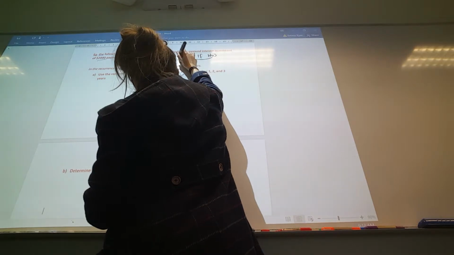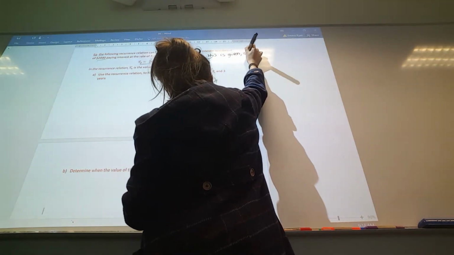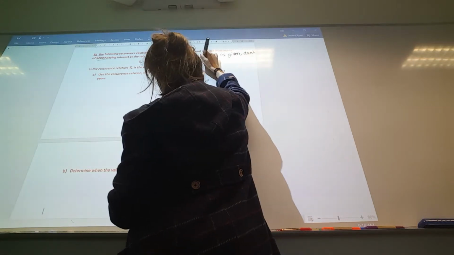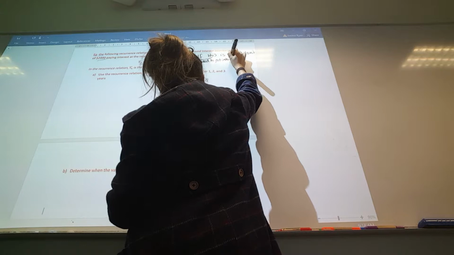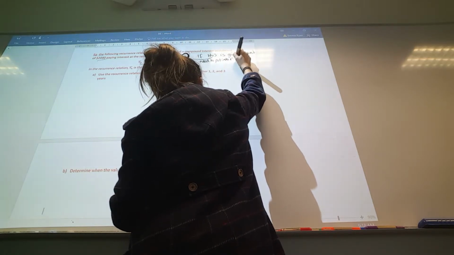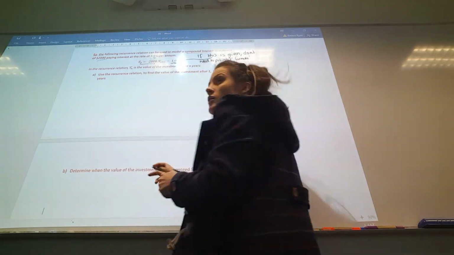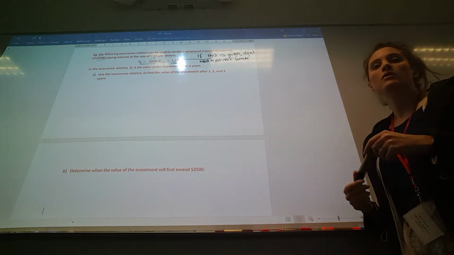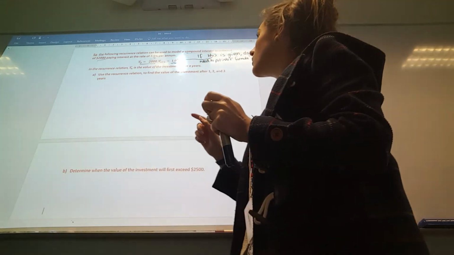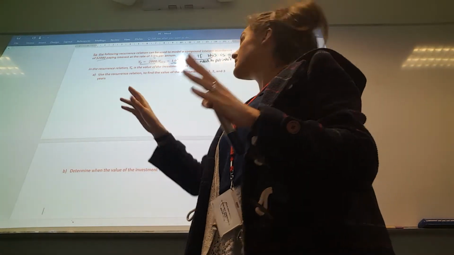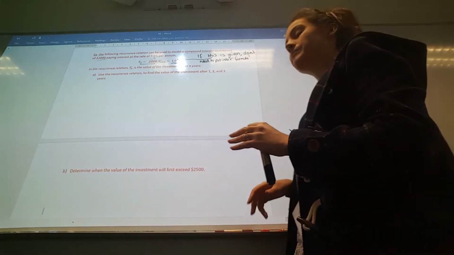If it just was the R, you'd have to find it. But with that rule, it's got R over 100. How can you find it if you don't know what it is? We don't need it, it's given to us. But if it's not given, we'll go through some examples like that in a moment.